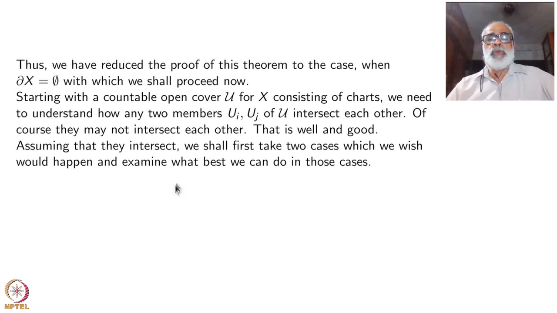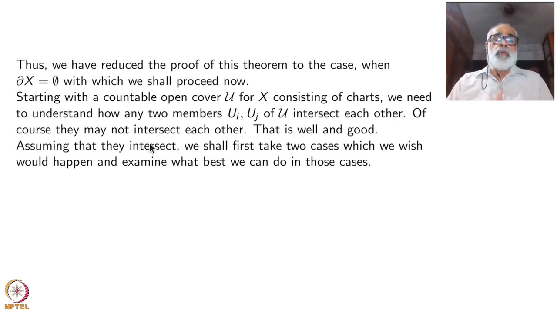Okay, so let me do a little bit of it. Starting with a countable open cover U for X, consisting of charts, we need to understand how any two members Ui, Uj of U intersect each other. Then only we will be able to assemble these various open intervals and produce the new objects, how they look like. Of course, they may not intersect each other. That's well and good, no problem.